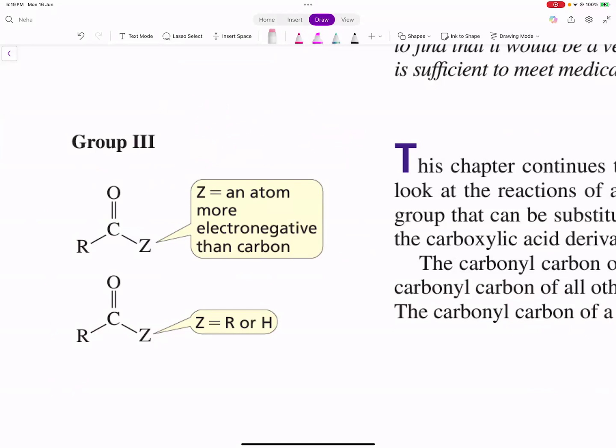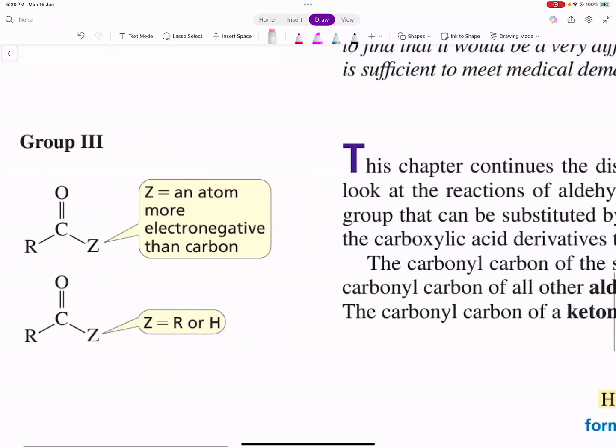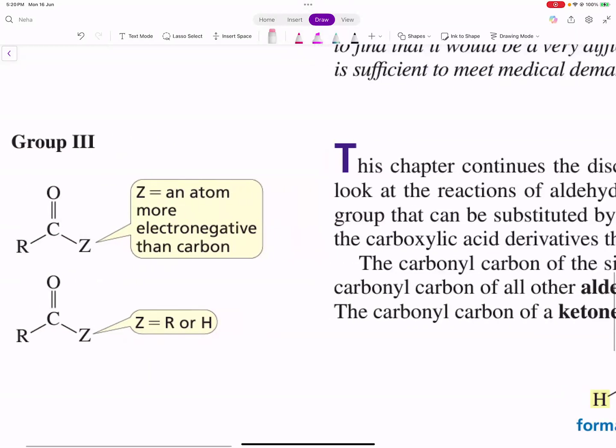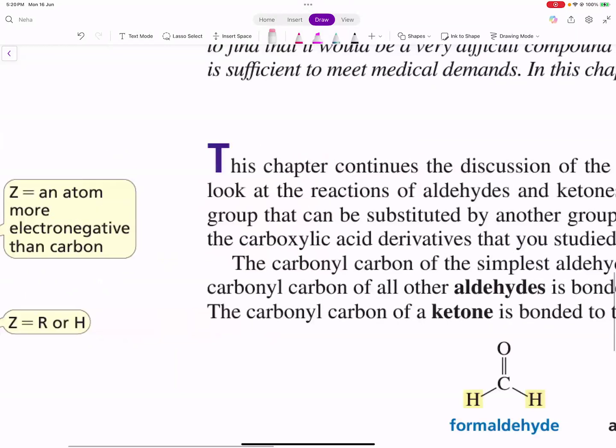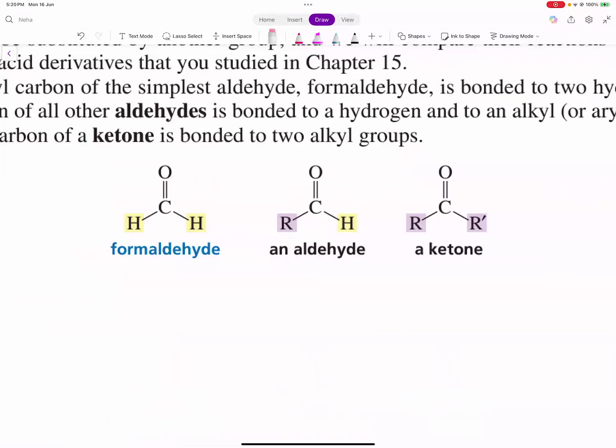So we are predicting nucleophilic addition for both, but we said that in the case of carboxylic acid derivatives, the tetrahedral intermediate can collapse because if the incoming nucleophile is a stronger base, it can kick out the Z. But here, whatever the incoming nucleophile, it will always be a weaker base because R minus is the strongest base. So nucleophilic addition reaction will take place as predicted by us. This is formaldehyde, this is aldehyde, this is ketone.